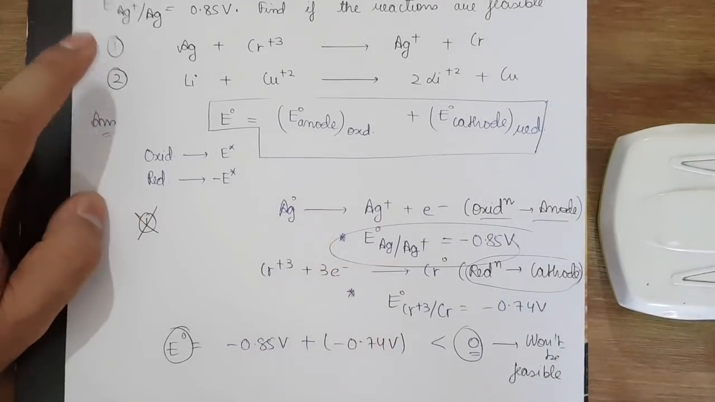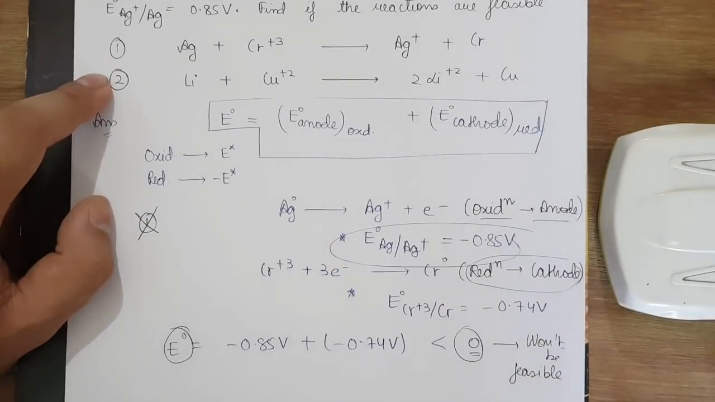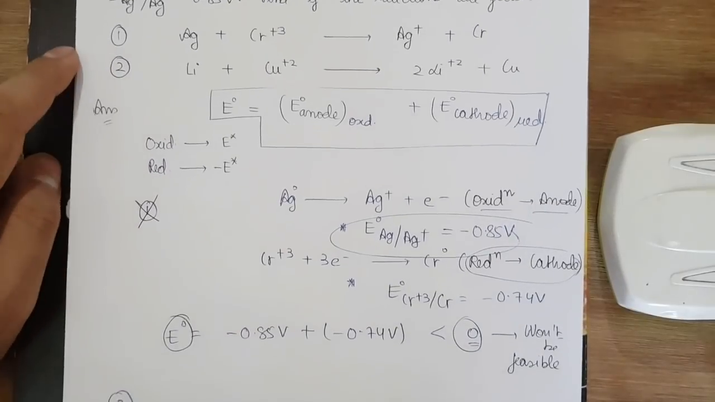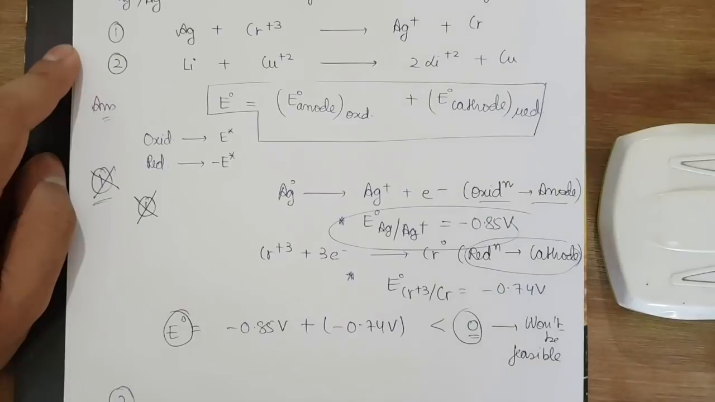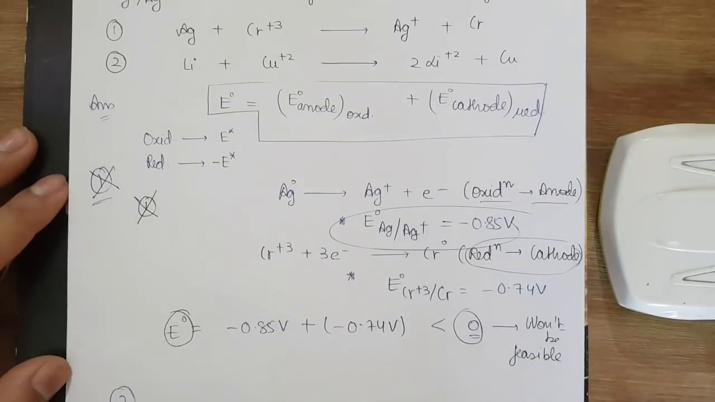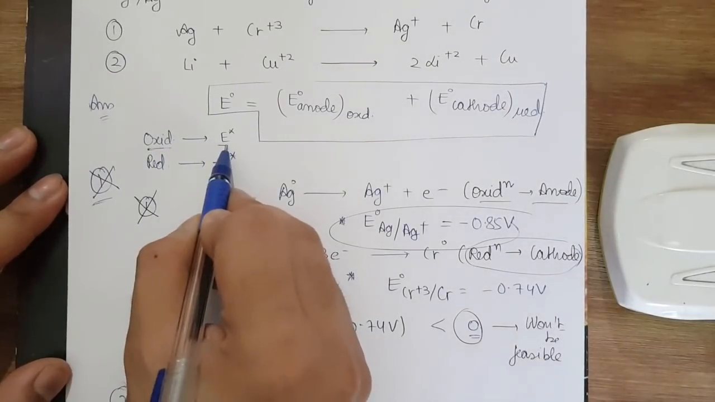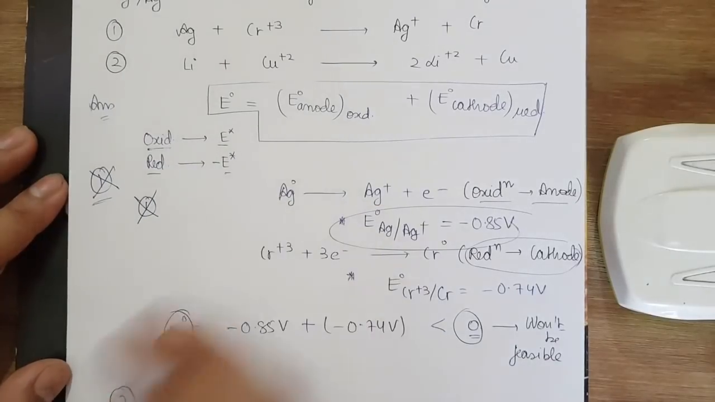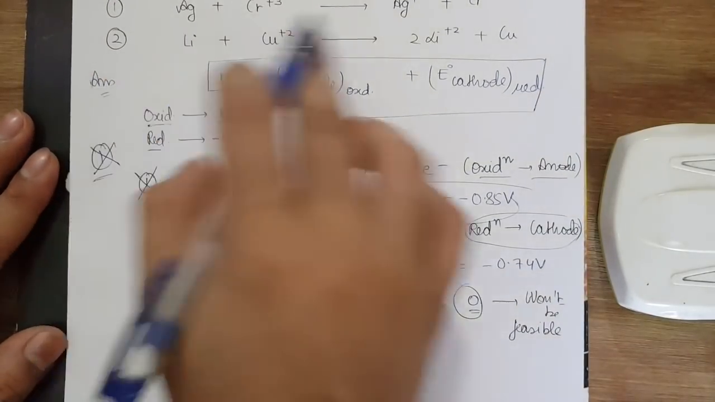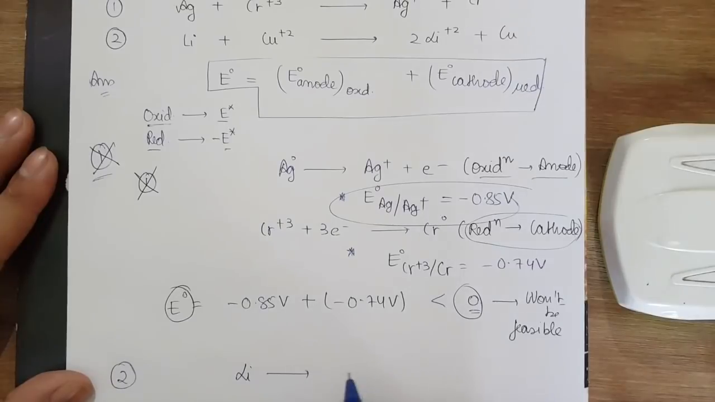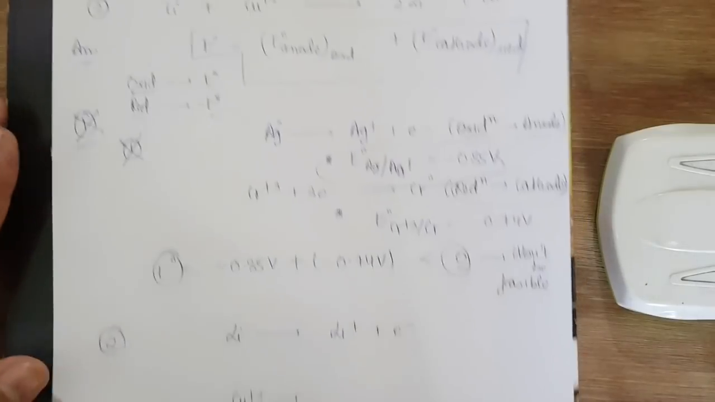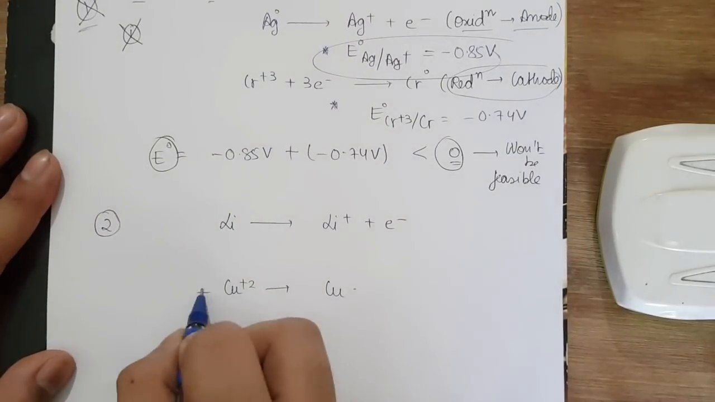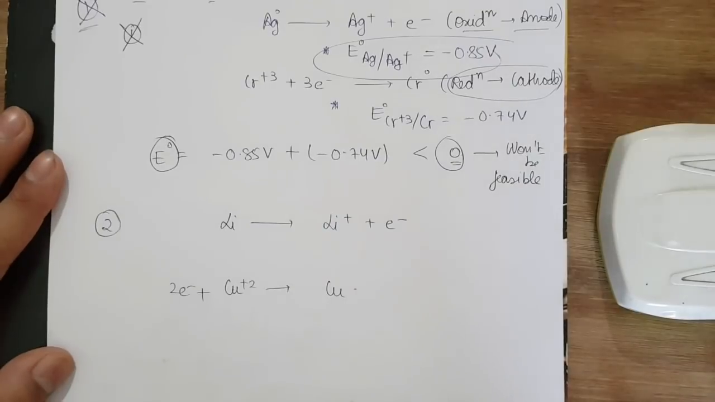Now let us do the second part here. This question is taken to first of all let you know the feasibility, that the first reaction is not feasible, and more importantly to let you know that if oxidation has E star, then reduction has minus E star for the same reaction. The second case has Li going into Li+ plus electron, and Cu2+ plus 2 electrons going into Cu. So this has been given to you.